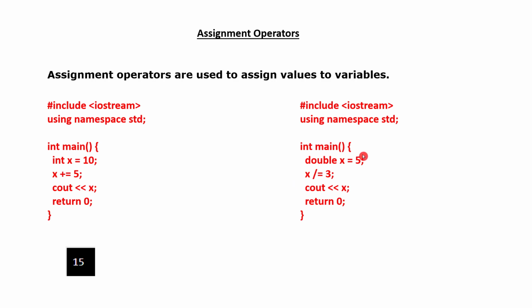Similarly, can you guess the value for this one? Hash include iostream, using namespace std, int main, double x equal to 5, x divided equal to 3. That means the new value of x is equal to x divided by 3. So 5 divided by 3 will be the new value. It is 1.667.